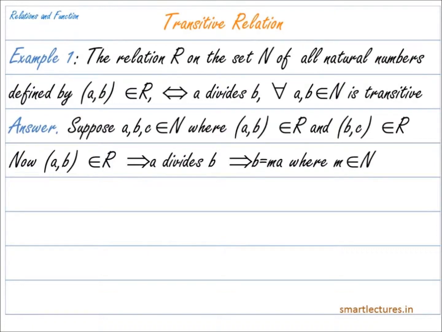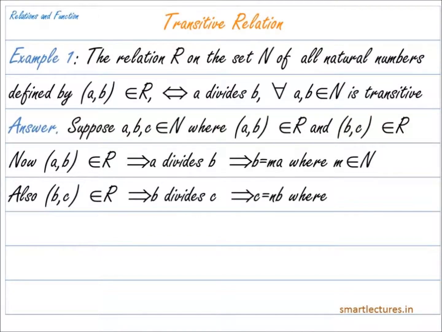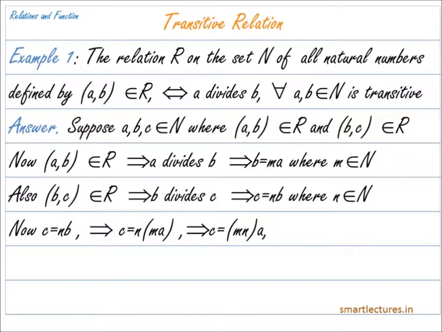Also, (b,c) belongs to R. That means b divides c. Or we can say c is equal to n into b, where n is a natural number. Now as c is equal to nb, we can write c is equal to n into m into a, because b is equal to ma. Or we can write c is equal to mn into a. Hence that also means a divides c.